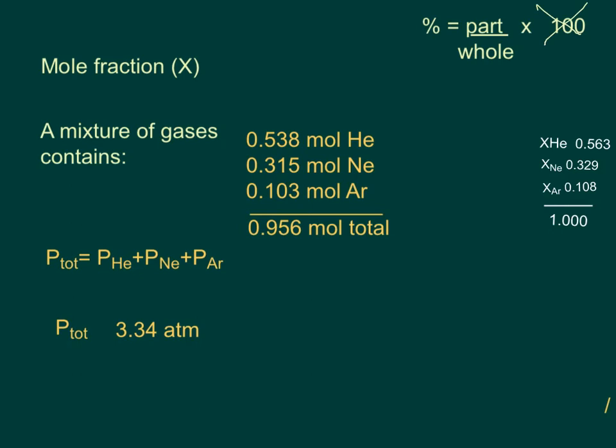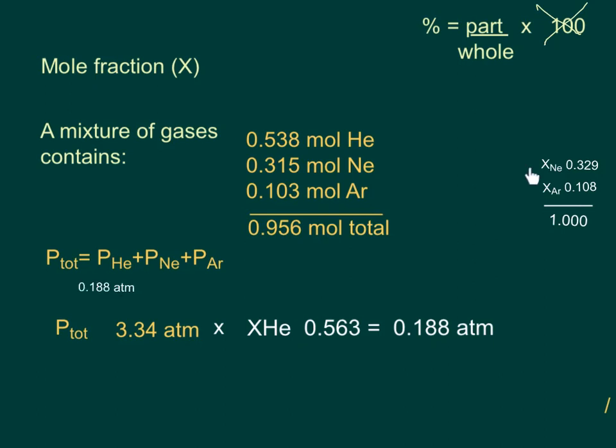And multiplying the mole fraction of a gas by the total pressure of the gas will give us the pressure that that gas is exerting in the mixture, or the partial pressure of the gas. So the partial pressure of helium then is going to be our total pressure, 3.34 atmospheres, times our mole fraction, which gives us a partial pressure of 0.188 atmospheres for our helium.